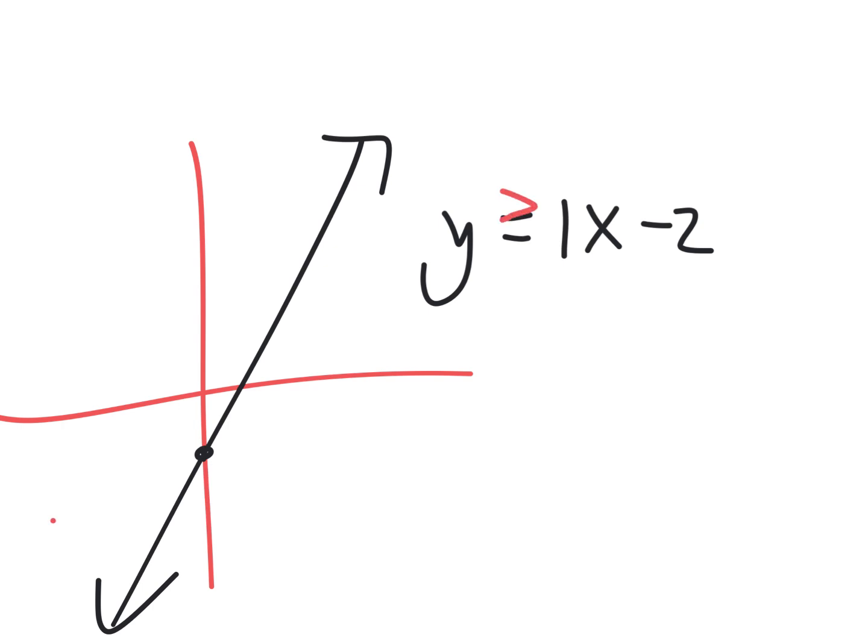If I go greater than, I've got to shade above it, as long as it's greater than or equal to. What if I made it just greater than? Dotted line. This one's greater or equal, so it's a solid line. The only thing that would be different is if I took away the or equals, then I'd have to make it a dotted line.